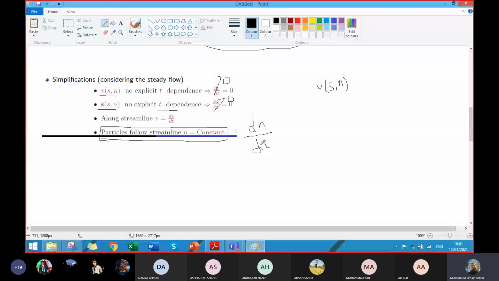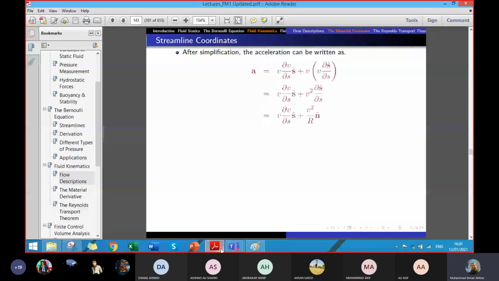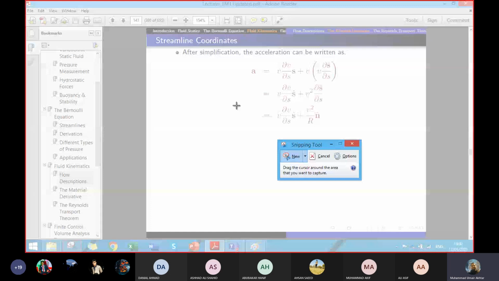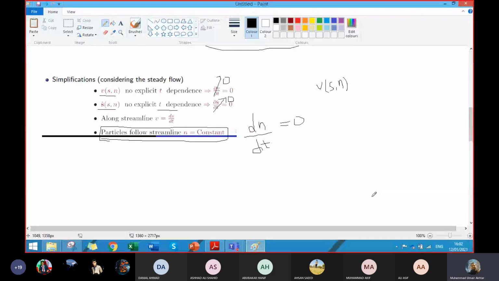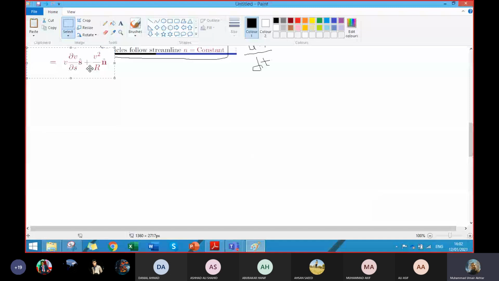Yes, sir. So it means that after the simplification, we will get the acceleration as this equation. That is, acceleration would be equal to v partial v by partial s into the s direction plus v square by r into the n direction. We know that this is the same equation we have already studied in chapter number 3. Have we studied this equation already? That acceleration has two components, the streamline component and the normal component. Yes, sir. Remember that? So the acceleration field along the streamline and normal coordinate is the same as we have already studied. There is no difference in that.